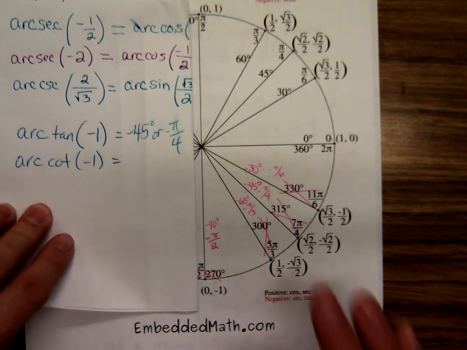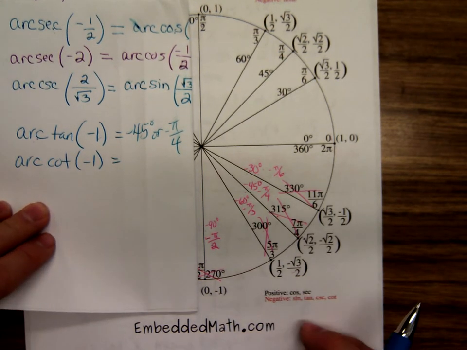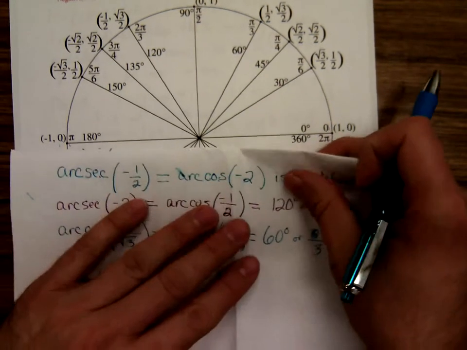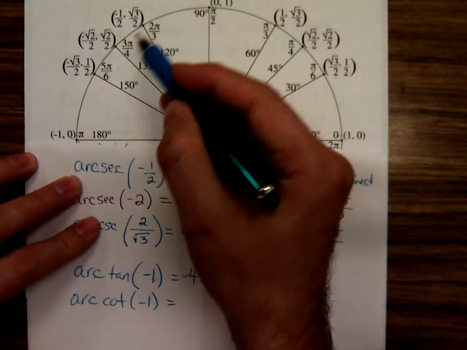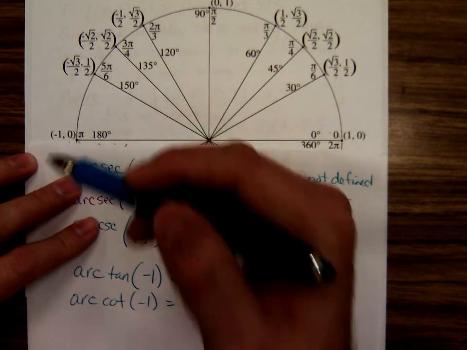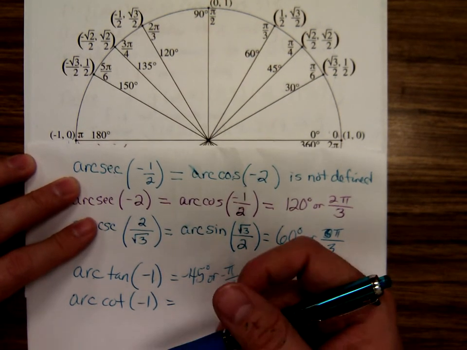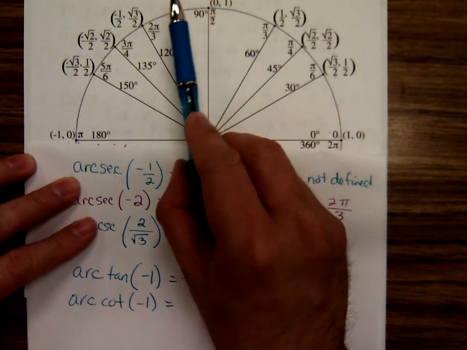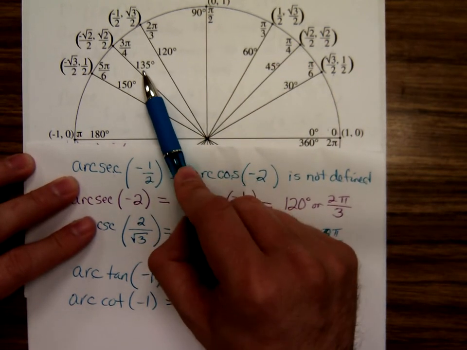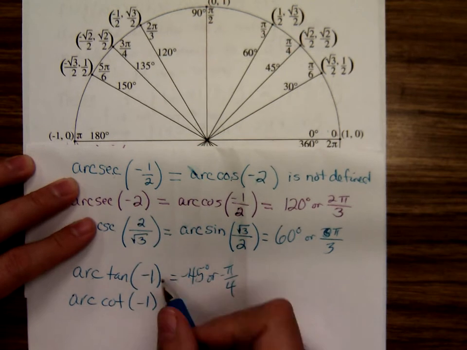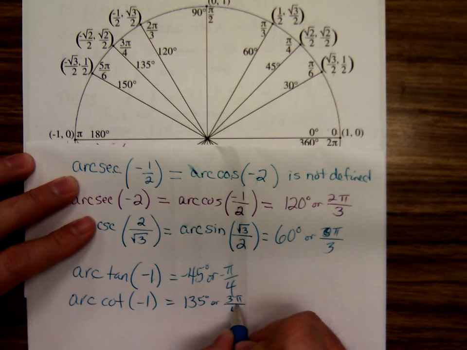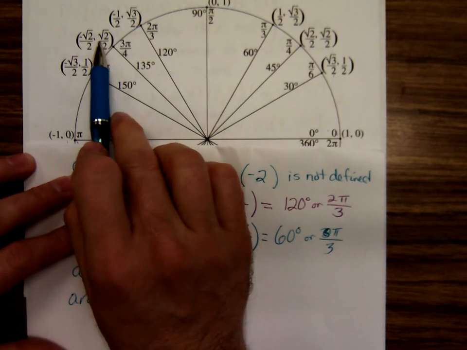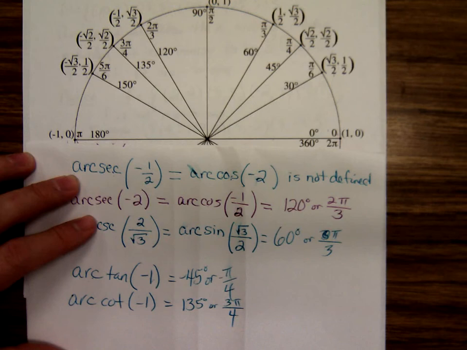Now, how does that differ from arc cotangent -1? Arc cotangent -1, you're looking from 0 to pi. Where would it be? Did y'all hear Jerry? 135 degrees. At 135 degrees, or 3 pi over 4, that was where we would have, you go sine over cosine, you'd get a -1.